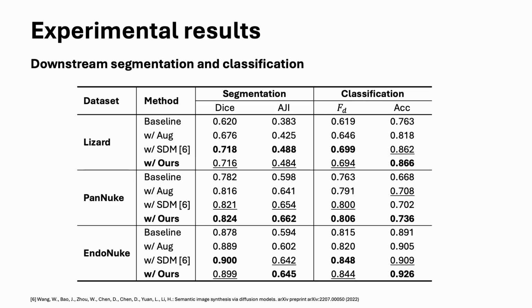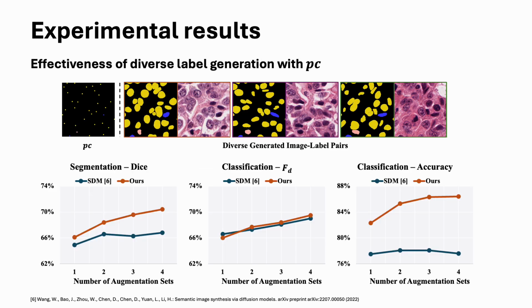Finally, we assessed the downstream task performance in segmentation and classification. Our model not only improved segmentation results, but also boosted classification accuracy. For instance, in PanNuke, our method achieved a DICE score of 0.824 and an accuracy of 0.736, outperforming both the baseline and SDM models. This result shows the effectiveness of our method in generating diverse label sets for different downstream tasks.